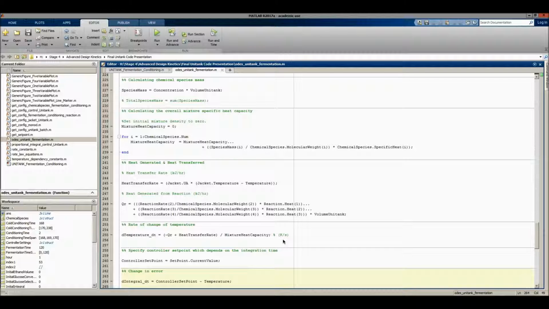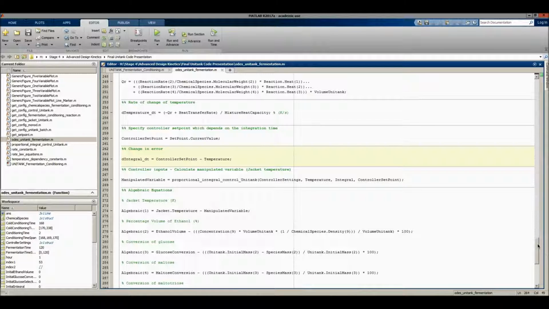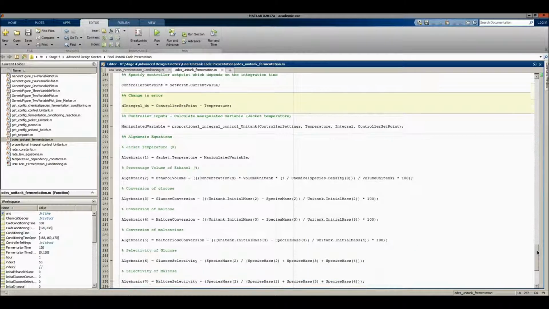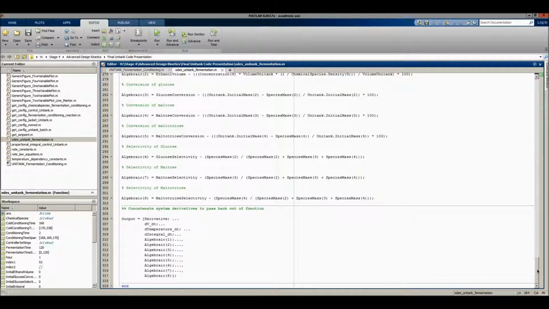The controller set point is then set to the defined value that matches up with the integration time, as previously discussed in the main script, and this is used to calculate the integral for the PI controller, which is then in turn used to calculate the manipulated variable, which is the jacket temperature, and this is used to control the unitank temperature. Finally, all of the algebraic equations are solved and the ODE outputs are returned.